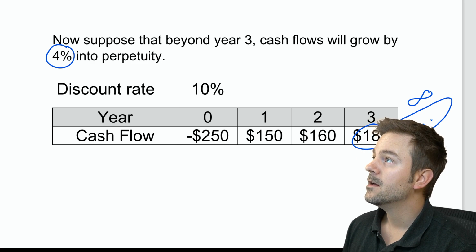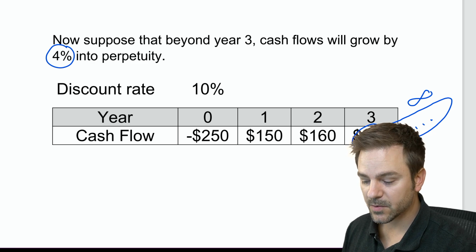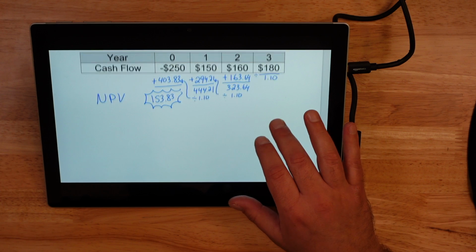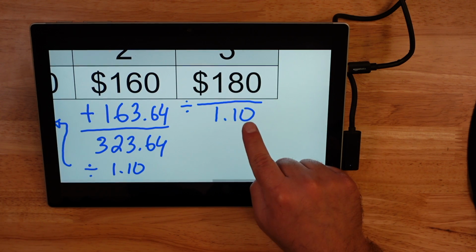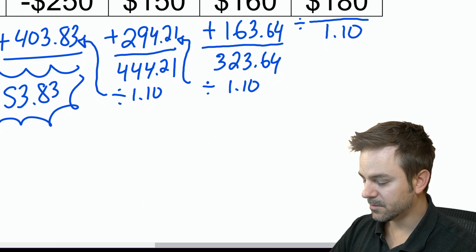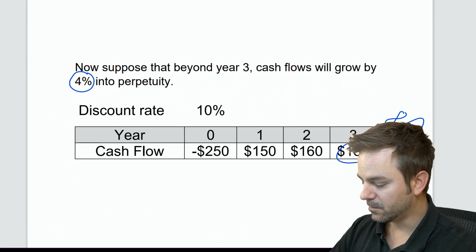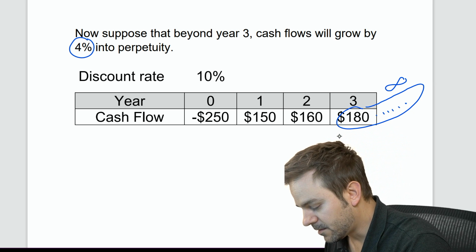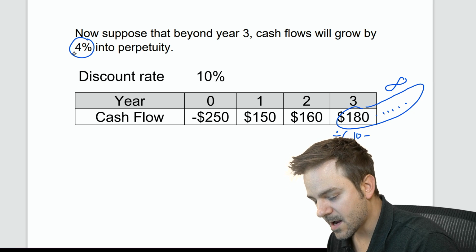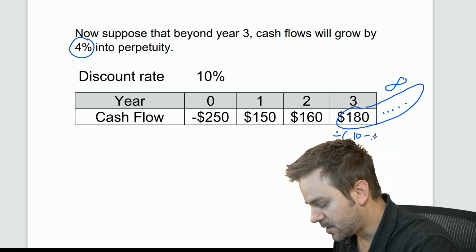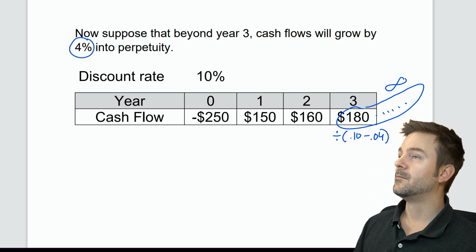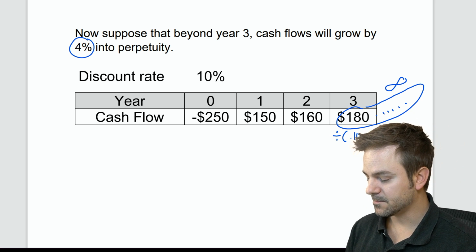So what do we do? Well, the formula changes. Remember how in the previous problem we divided by 1 plus the rate? Well, now we're not going to do that. Instead, we're going to divide by r minus g. That's the only difference. So I'm going to divide by r, which is the same 10%, but subtract the 4%, so minus 0.04, and you end up dividing by 6%, 0.06.